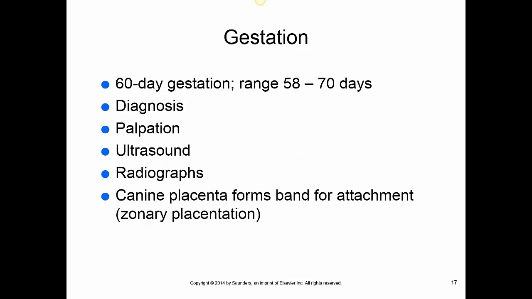Gestation for dogs, on average, we say is 60 days, but the normal range is 58 to 70 days. There's several different ways to diagnose gestation, and this includes palpation. So we can actually start feeling for enlargement of the uterus, because it's going to be in the ventral abdomen. Really good people can usually accomplish this at about 21 days, but on average at about 30 days, about halfway through gestation, you can feel them.